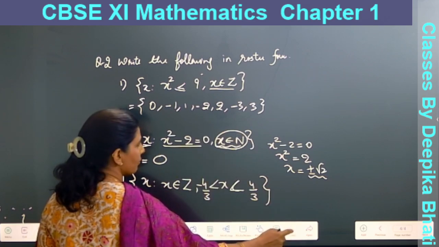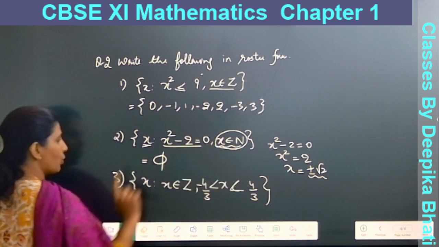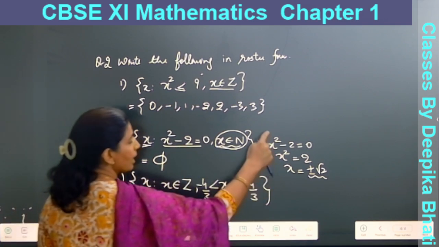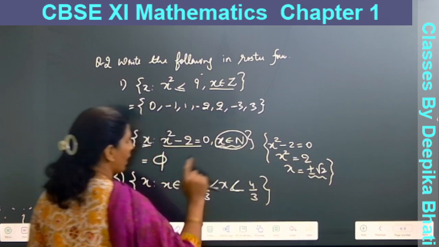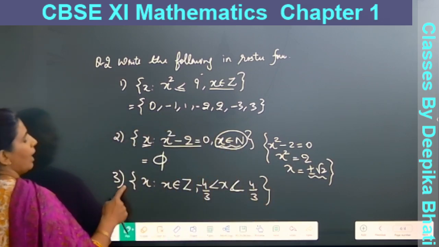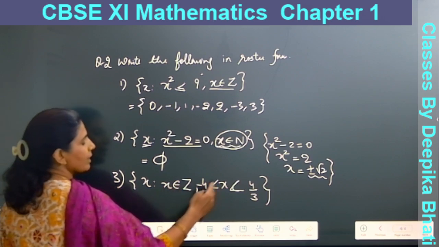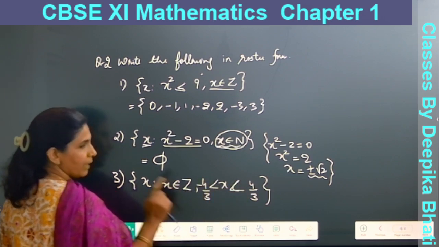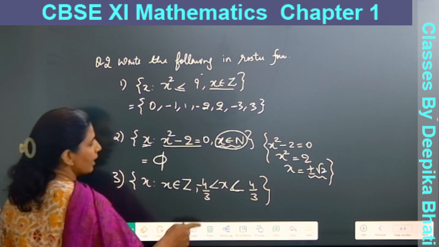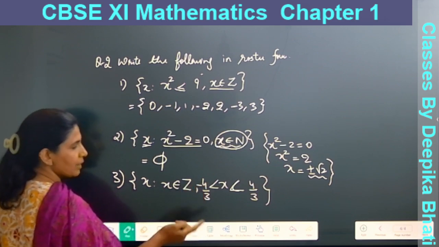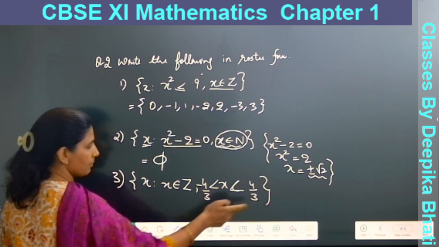But this is only when the set is real numbers. So here we have to remove root 2 or minus root 2 because these are irrational numbers and not a part of this set. Here we have to take integers between this and this. So if you solve minus 1 and 4 by 3, it would be minus 1 point something and this is 1 point something.